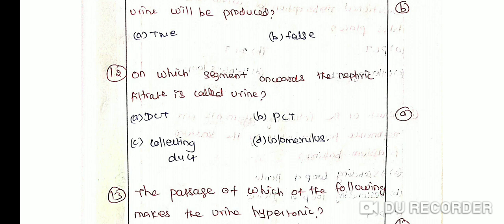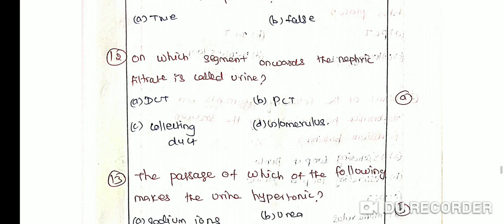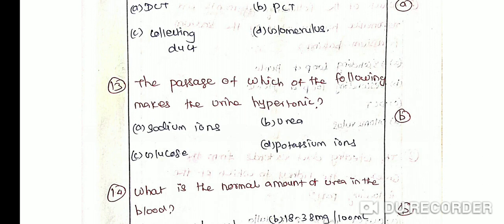In the last part or segment of the collecting duct, almost 99% of the reabsorption of nephric filtrate has taken place. Next question. The passage of which of the following makes the urine hypertonic? Option A, sodium ions. Option B, urea. Option C, glucose. Option D, potassium ions. The correct answer is option B, urea.